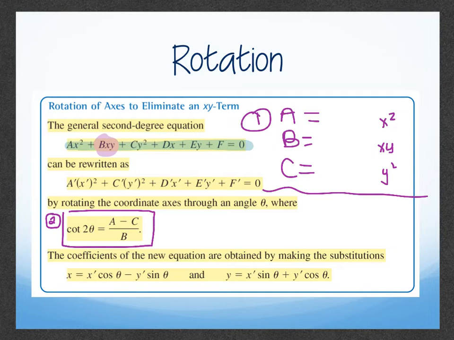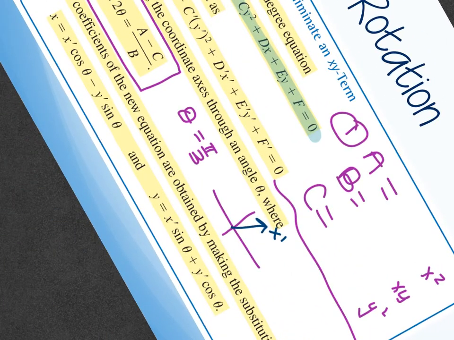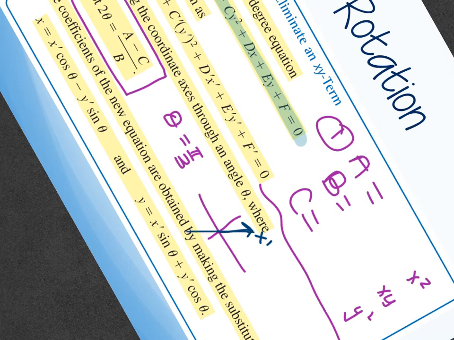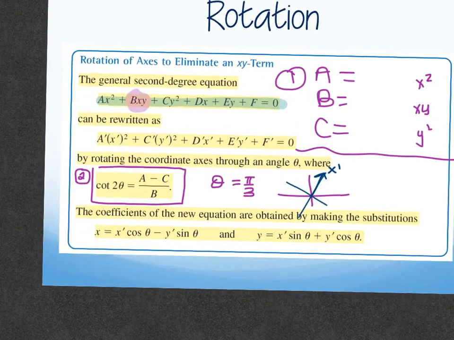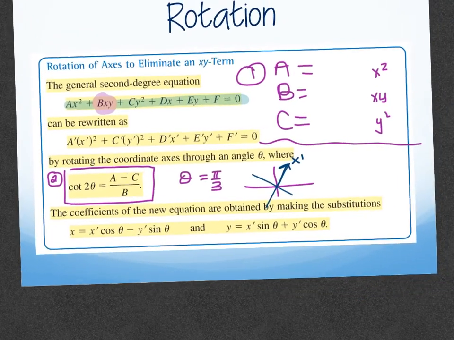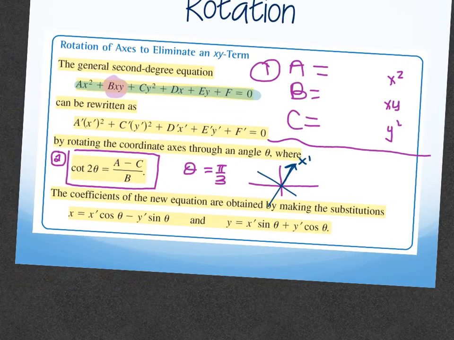Whatever you get from that is going to be theta. So let's say the answer to that is pi over 3. Then when I look at my graph, I would find pi over 3, which is up here, make that my x prime, and then rotate it around and graph it on that new axis. So your conic will be graphed on the new axis. So much fun. You have no idea. Why? Because it's one of the skills you need to know, especially for your test on Thursday.